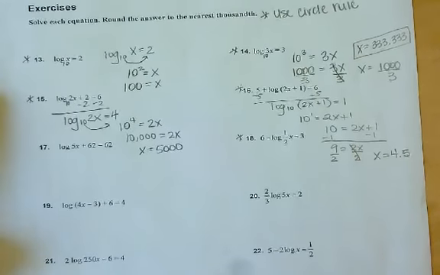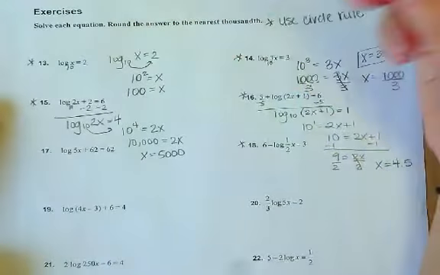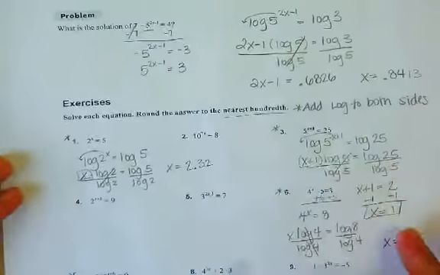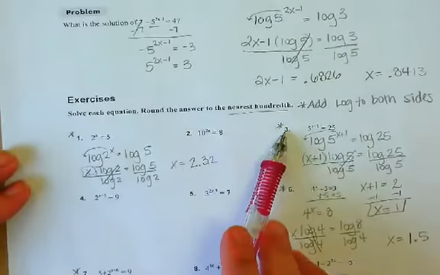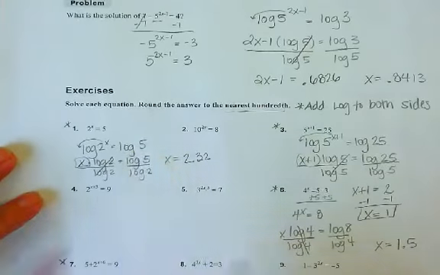So, if my function starts with a log, then I need to use my circle rule in order to solve. If my function starts with an exponential, notice there's no logs in the problem the way they started, then I need to add log to both sides and solve for x.